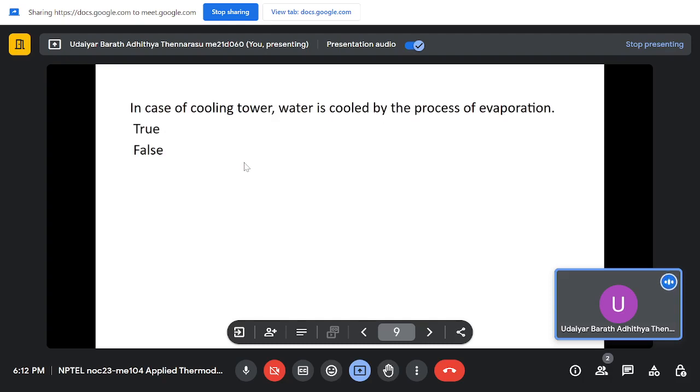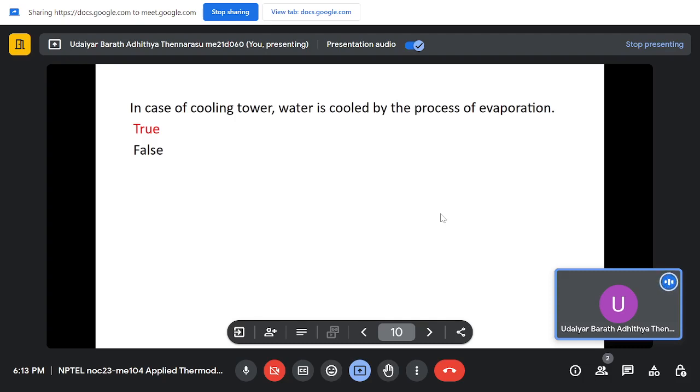So next is, in case of a cooling tower, water is cooled by the process of evaporation. It's a true or false statement. So in a cooling tower, water is cooled by the process of evaporation. So the answer is true. In any process industry, you have water which is being used and you want to bring down the temperature of the water. You cannot directly dump it into reservoirs. So in that case, you have to bring down the temperature first, and to do that you will use a cooling tower.